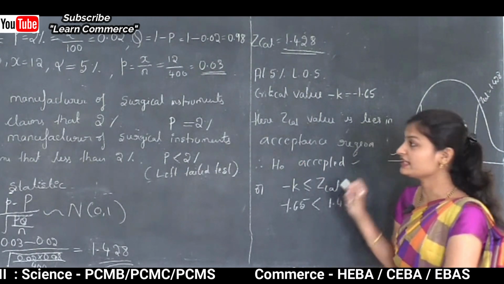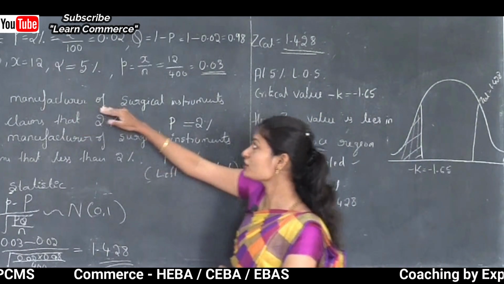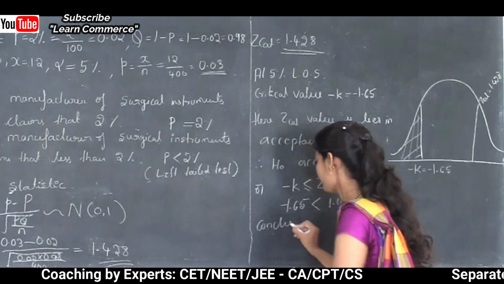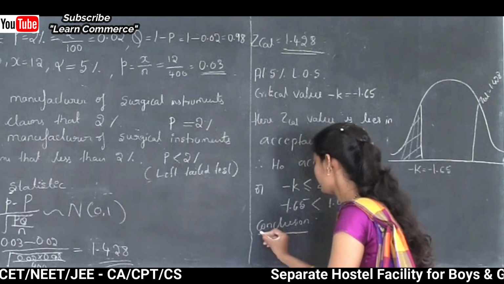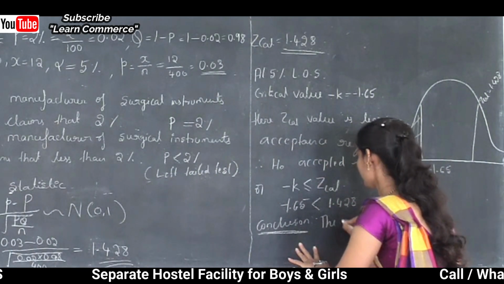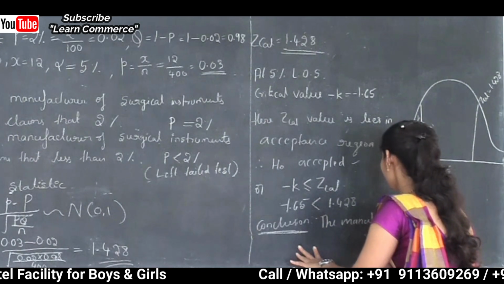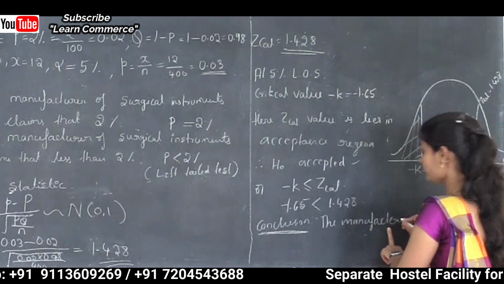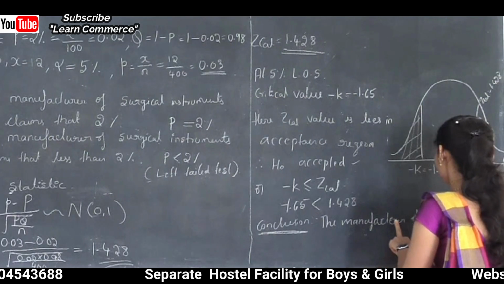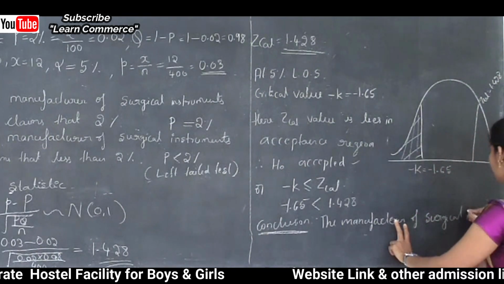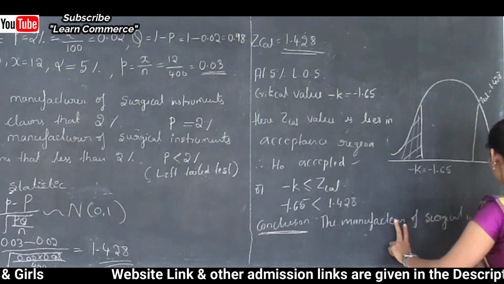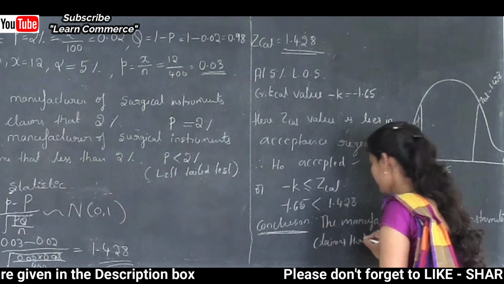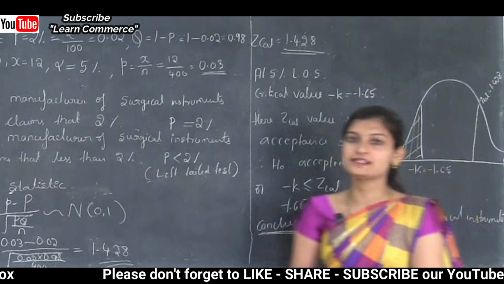If H naught is accepted, then what is the conclusion? Conclusion is the manufacturer of surgical instruments claims that 2%, that is P is equal to 2%.